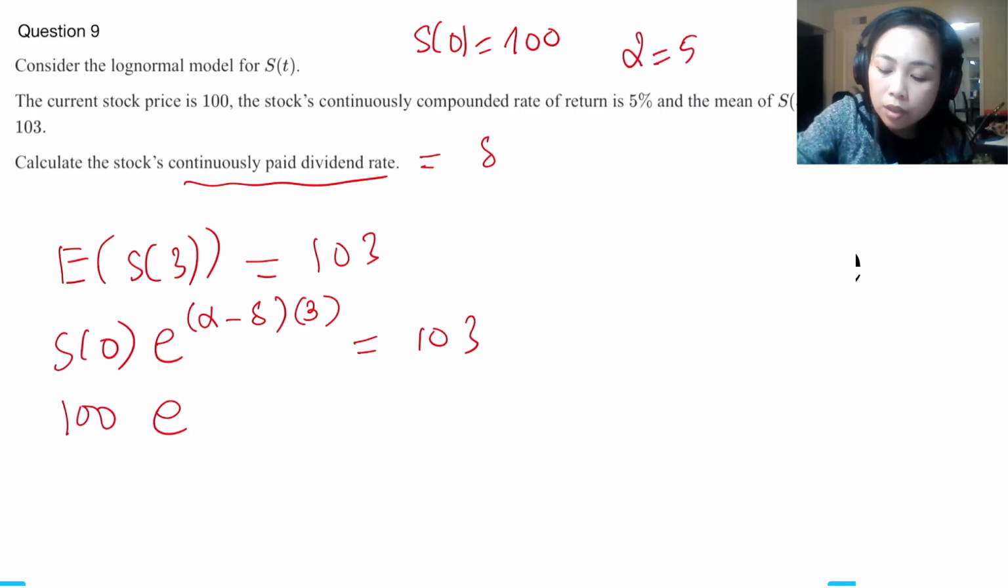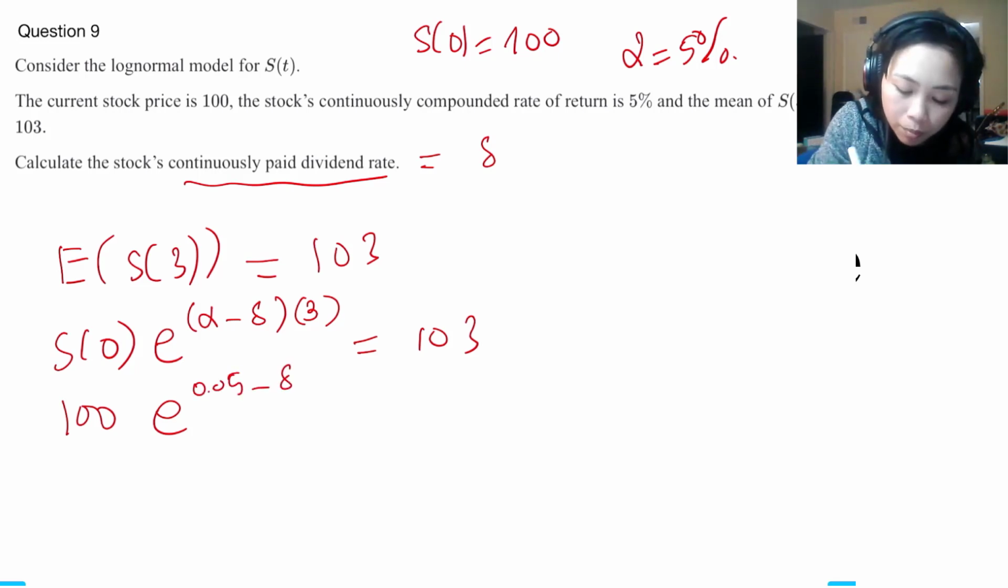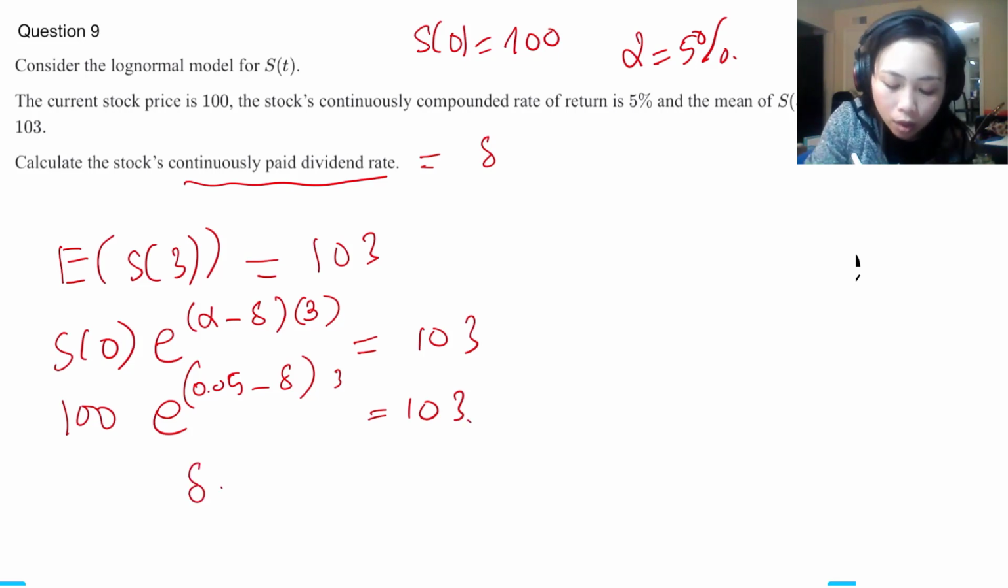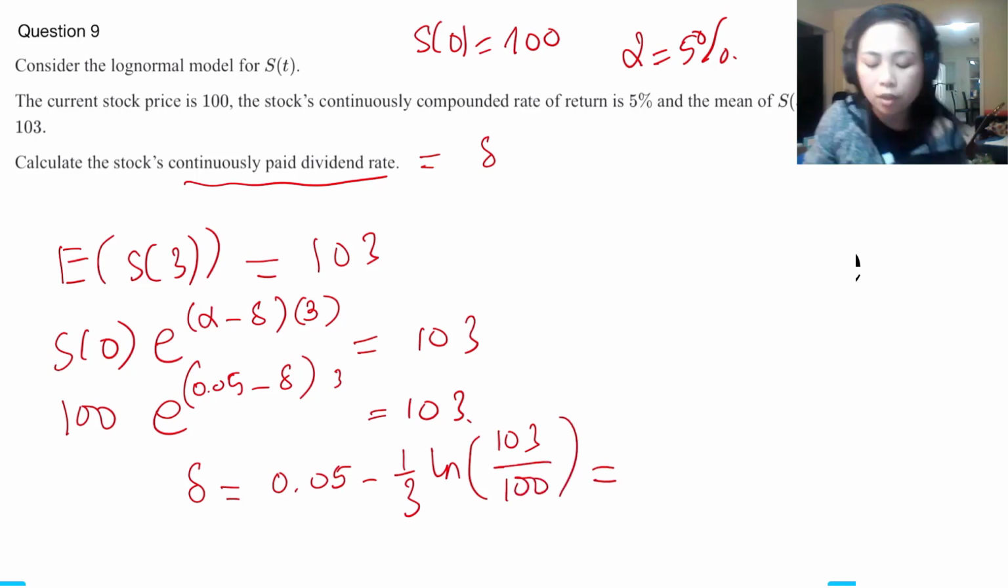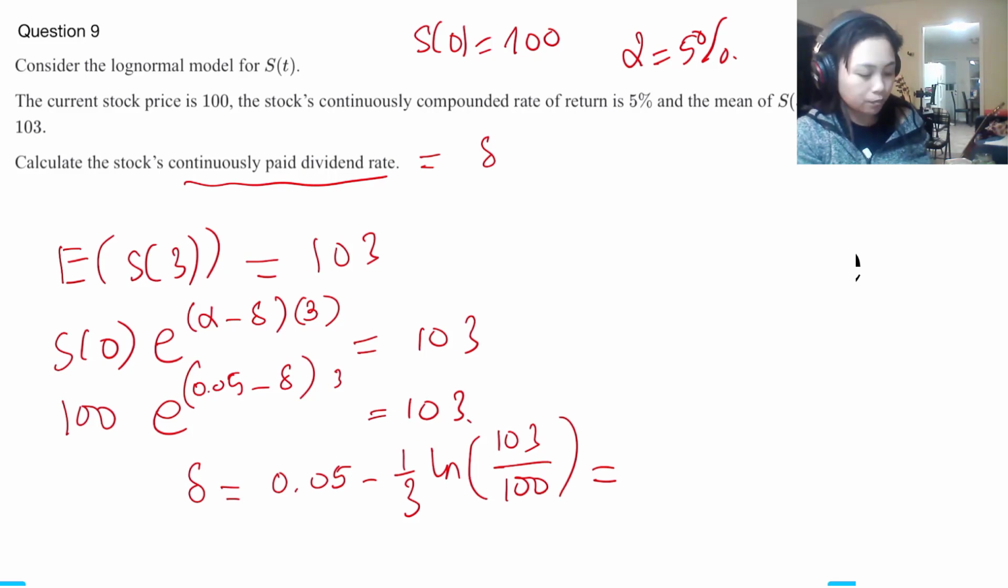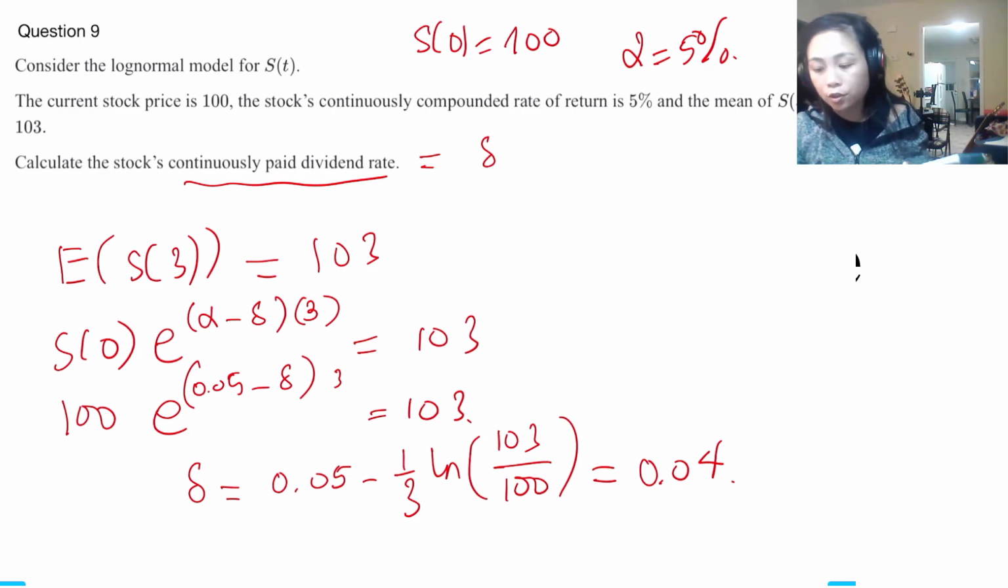Alright, let's look at the last problem. The lognormal model for stock prices is given by S of 4 is equal to 100 e to the 0.12 plus 0.2 z, where z follows the standard normal distribution N(0,1). Determine the value of sigma squared in the model. It's so straightforward. Let's write out the formula of S of t first. S of t is equal to S of 0 e to the alpha minus delta minus sigma squared over 2 times t plus sigma square root of t times z, right?